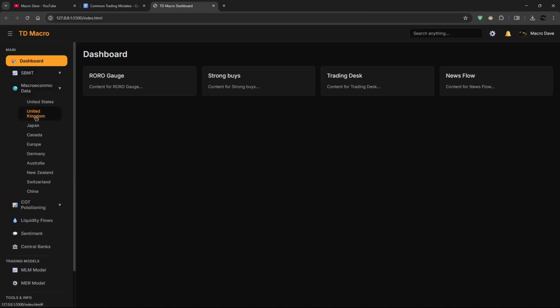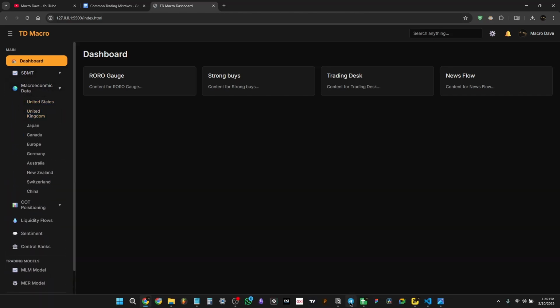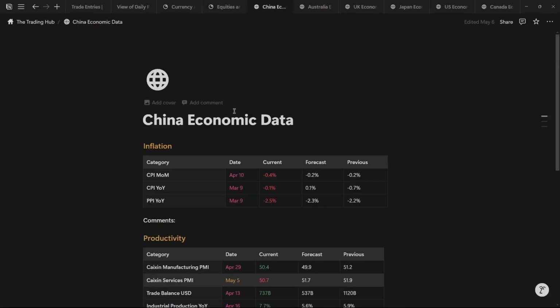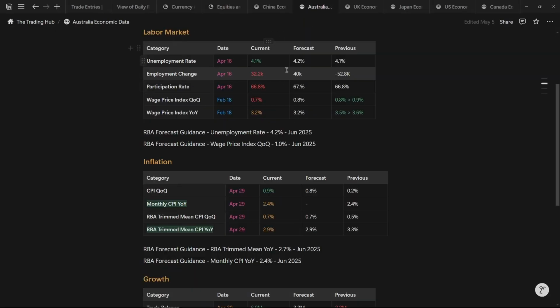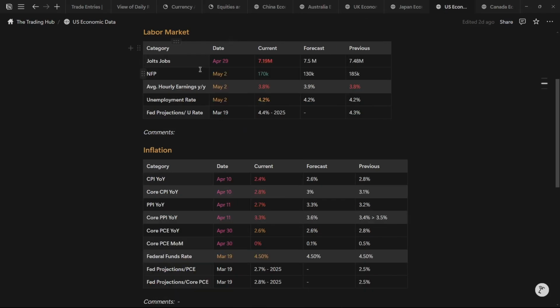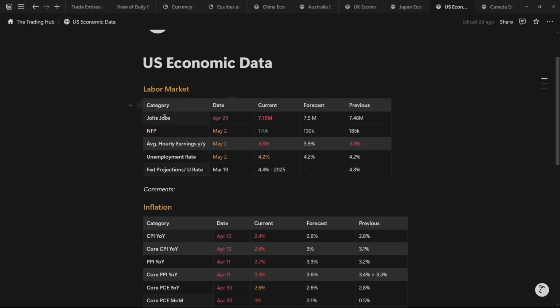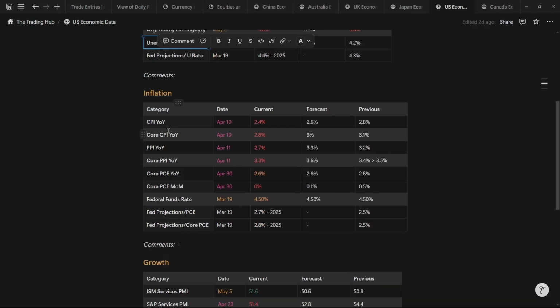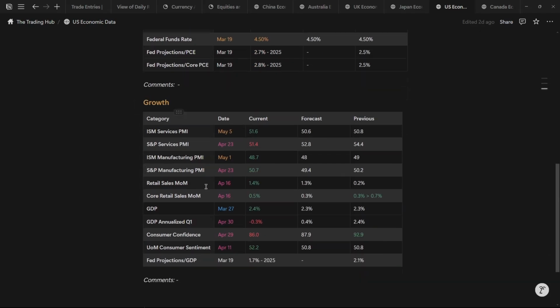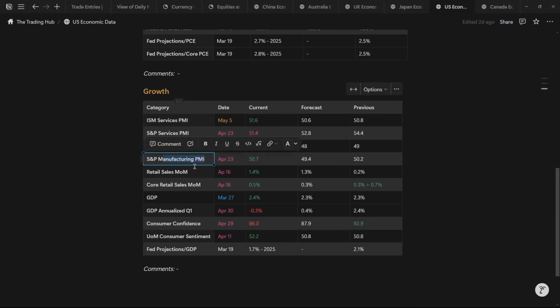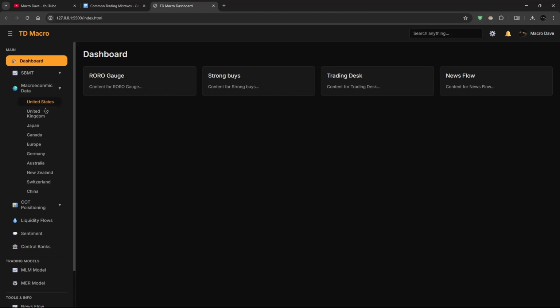And then you have macroeconomic data, and again, this is right here. So you have China economic data, Australia, US. You have the labor market with NFP, JOLTS, average hourly earnings, unemployment rate. Then you have inflation. Then you have your growth metrics, so your PMI, GDP, retail sales, and all that stuff. So this is where macroeconomic data is.